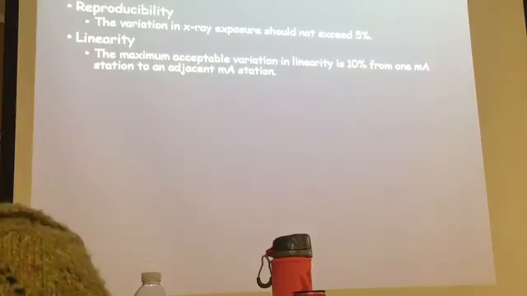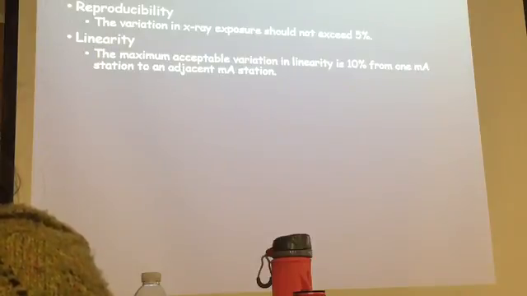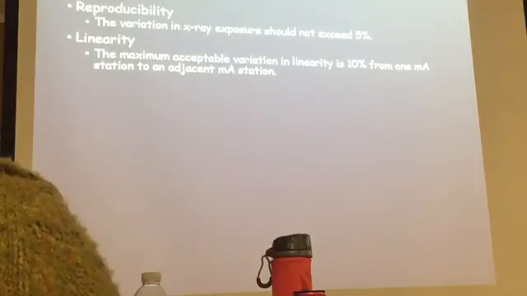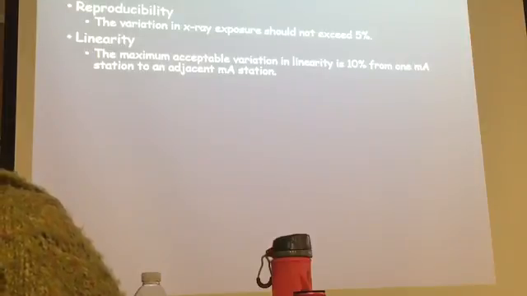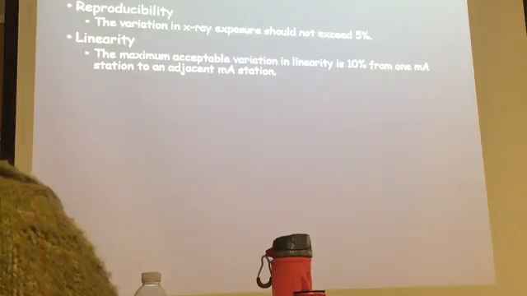Are we good, everybody? And the adjacent mA station is double the exposure or half the exposure? Either way, you can go either way. You can halve it or you can double it, and the changes that you see in your mAs in this case, you should also see reflected on your detector. Make sense? Yeah.